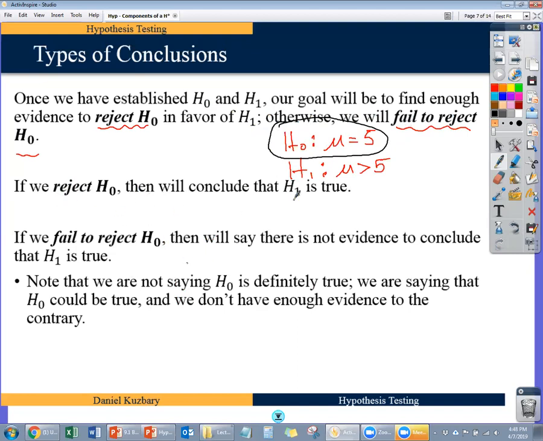If we reject H naught, we'll conclude H1 is true. If we fail to reject it, we'll say there's not enough evidence to conclude H1 is true. Note that we're not saying that H naught is definitely true. We're never going to be able to say that. We never know what mu is. We're statisticians. We're never sure about anything. We could be sort of sure, but not completely sure. We are saying that H naught could be true, and we don't have enough evidence to the contrary. So that's how the conclusion will be worded.